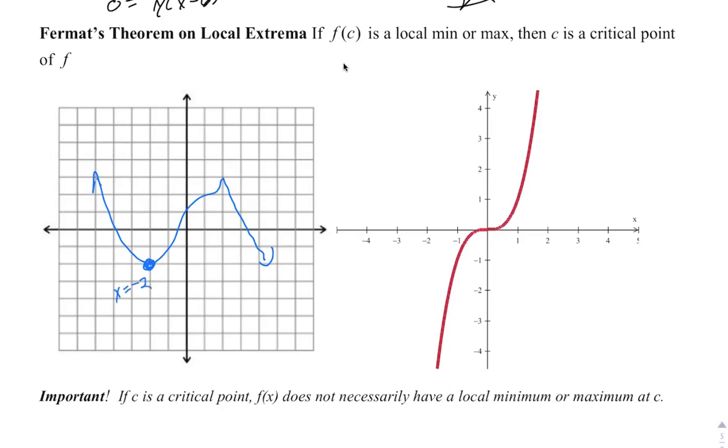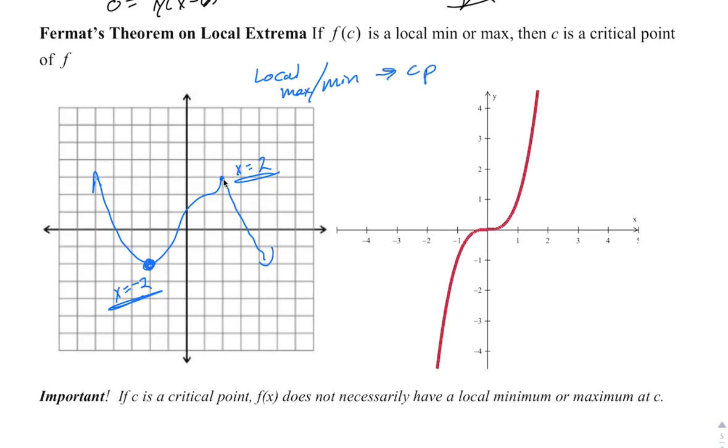X equals -2. I have a local max right there at x equals 2. If I was talking about my function, that's where my derivative equals 0 or is undefined. Here, that's where my derivative equals 0 because you have a horizontal tangent line. And here, my derivative is undefined due to a cusp. So, if you have a local max or local min, those are your critical points.